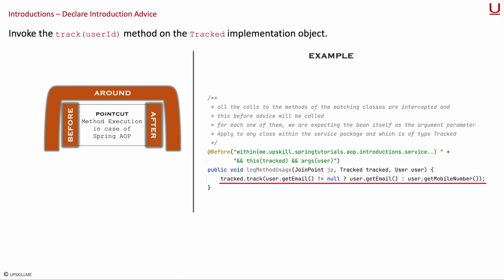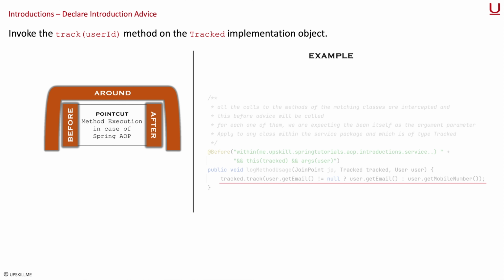If you have understood the concept of proxy objects fairly well, you can imagine that Spring will create a proxy object for each of the target classes, and the type of the proxy object would be the new parent interface that was introduced.